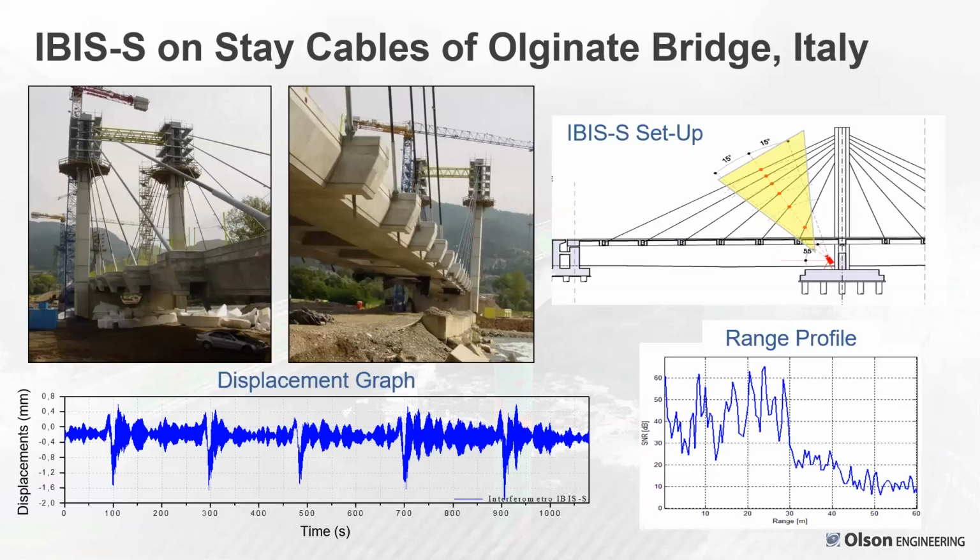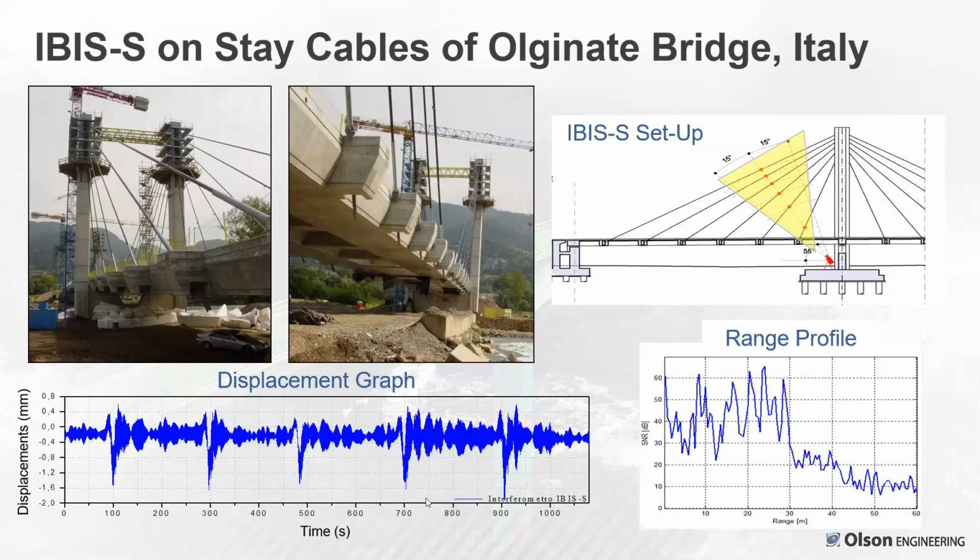So here's an example from the Olginate bridge in Italy. I'm probably butchering the pronunciation. This is a bridge, obviously, you can see that's kind of under construction, it looks like, while they did the investigation of cables. Again, this was done by IDS. You can see the schematic in the upper right showing the system was set up down near the pier, shining up so that all the cables are at different distances from the system that can be identified. The range profile here showing the reflections of those cables. This would be the nearest cable, cable 2, 3, 4, 5, and 6. And this is the displacement time history of a single cable.